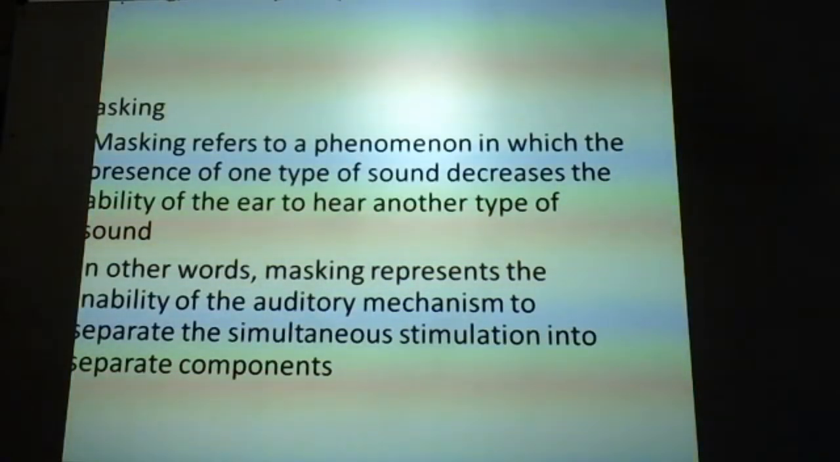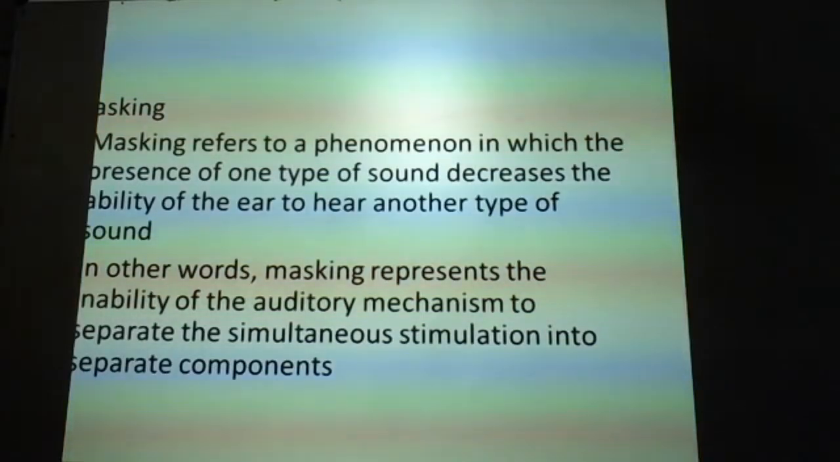Now what is masking? You enter a vegetable market. You will have so many noises there. Even if you are talking to your parents or to your friend in a market, you will be unable to hear because so many sounds are predominant. For example, even if your phone rings, you will not be able to hear. Why? Because there are other predominant sounds. So that is called masking.